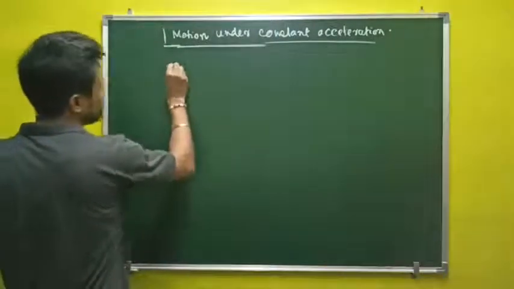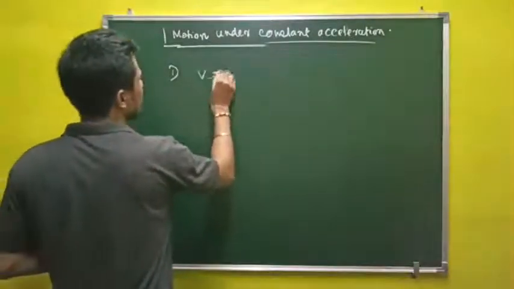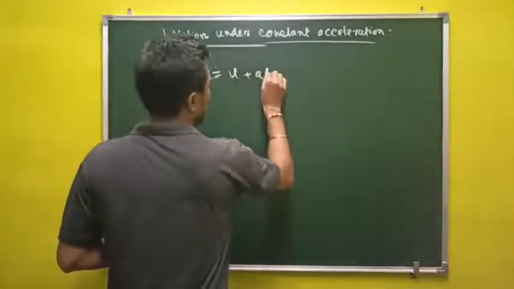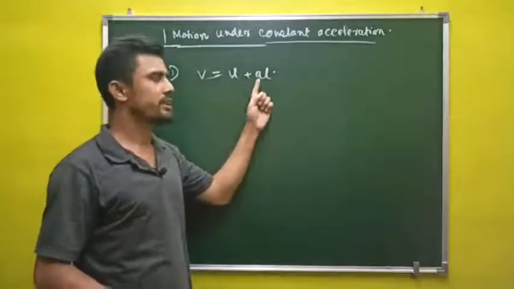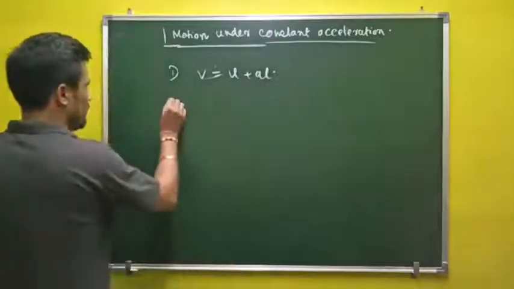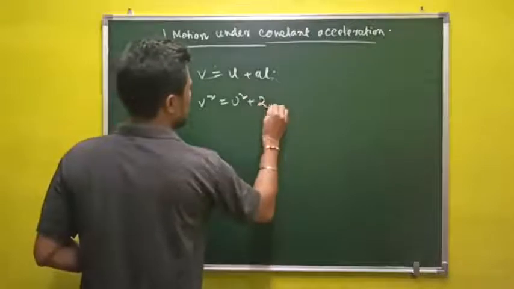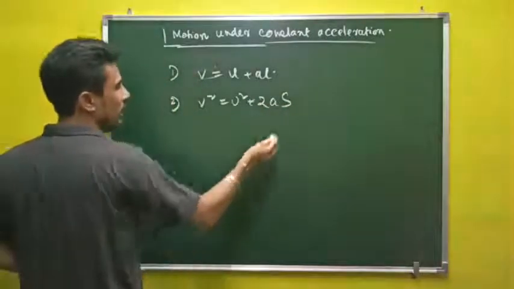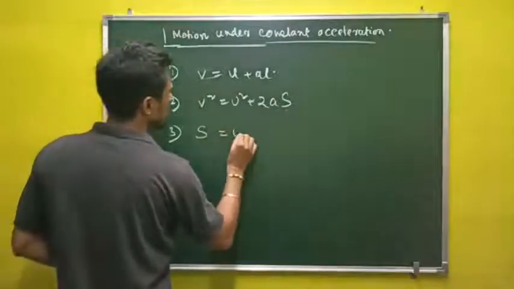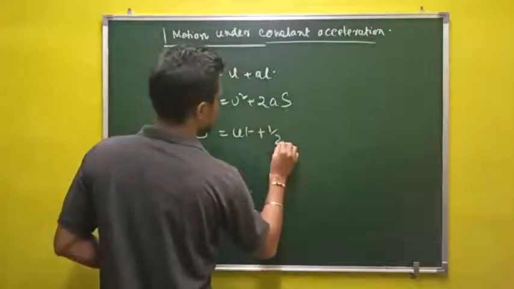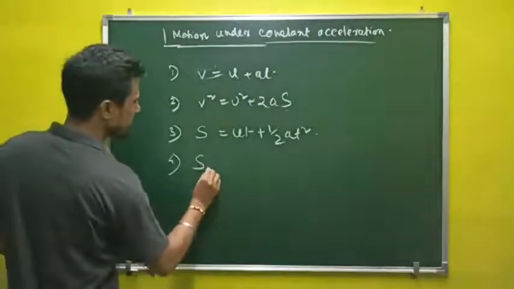These equations are generally given by: first, V equal to U plus AT, where V is the final velocity, U is the initial velocity, A is the acceleration, and T is the time. Second, V square equal to U square plus twice AS, where S is the displacement. Third, S equal to UT plus half AT square.